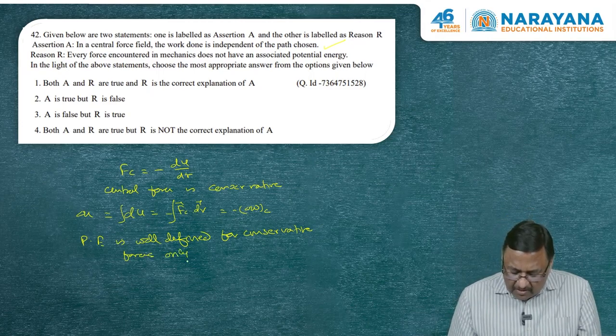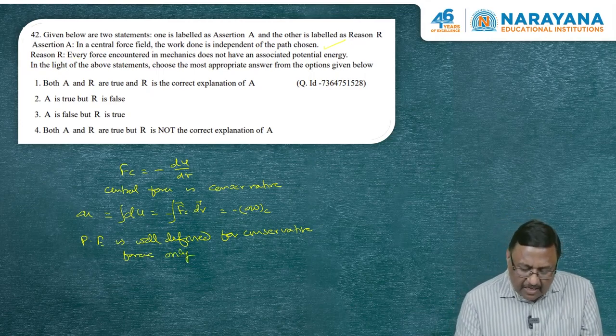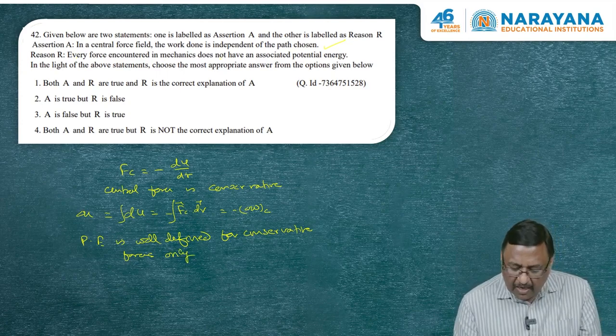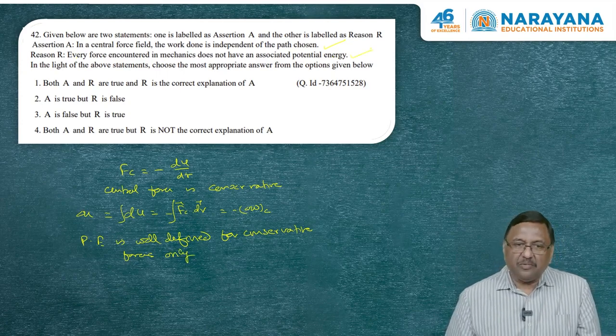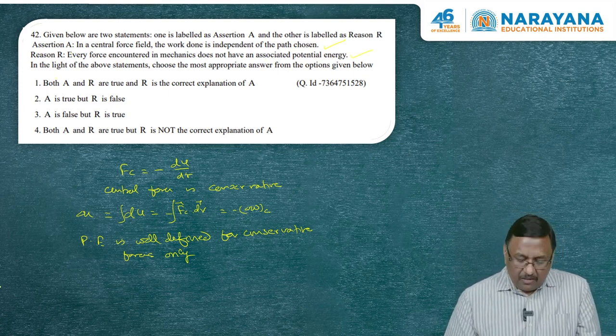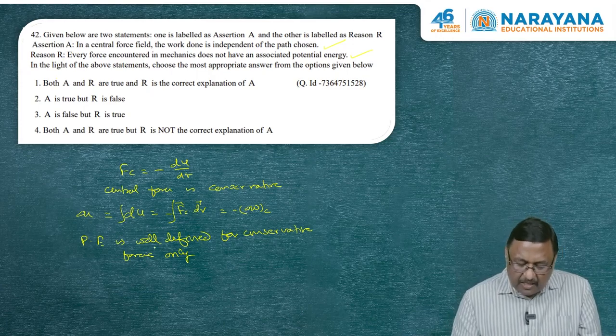Very obvious. This means this second statement, that every force encountered in mechanics does not have an associated potential energy, is absolutely correct. This is also a correct statement. That means A is also correct. Reason is also correct, but whether the reason is explaining the assertion or not is a question mark.